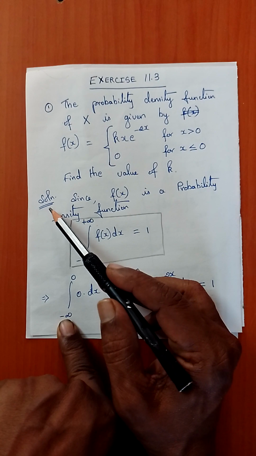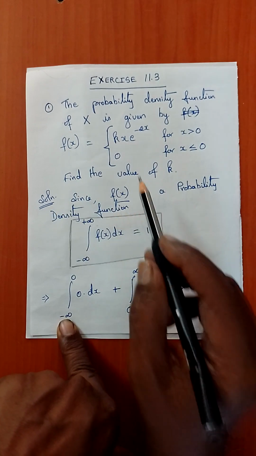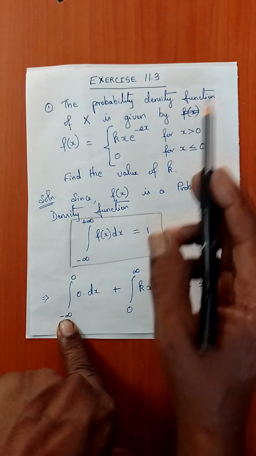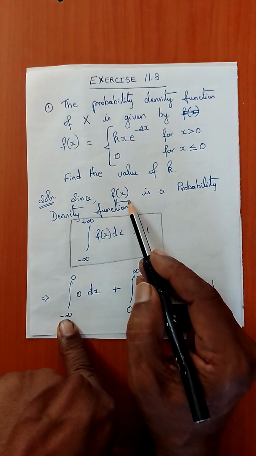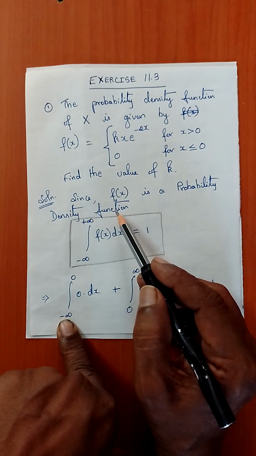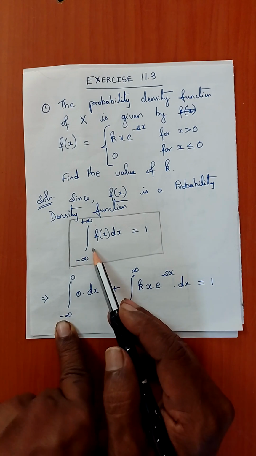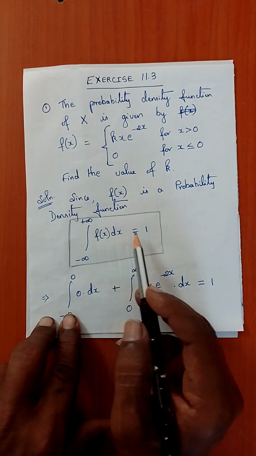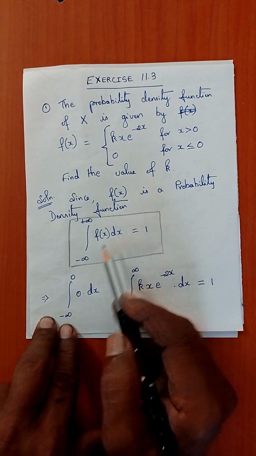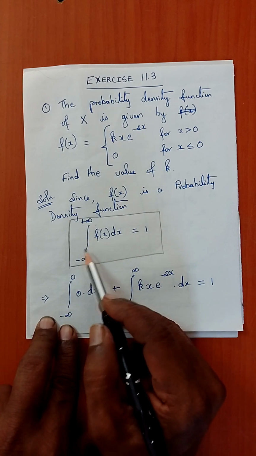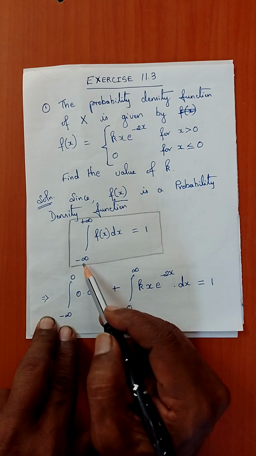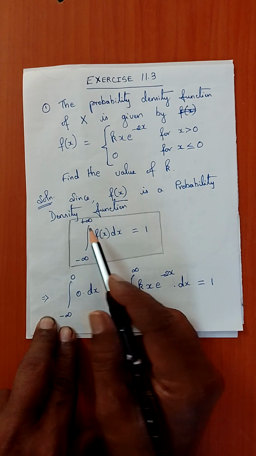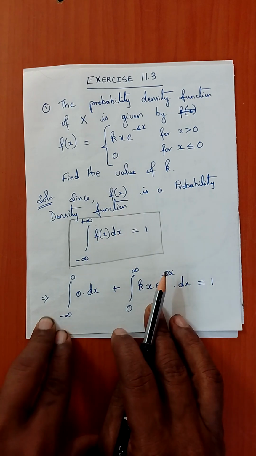The solution for this problem: it is given that f of x is a probability density function. Since f of x is a probability density function, the area under the curve from minus infinity to plus infinity should be equal to 1. That is, the integration of f of x dx from minus infinity to plus infinity should be equal to 1.